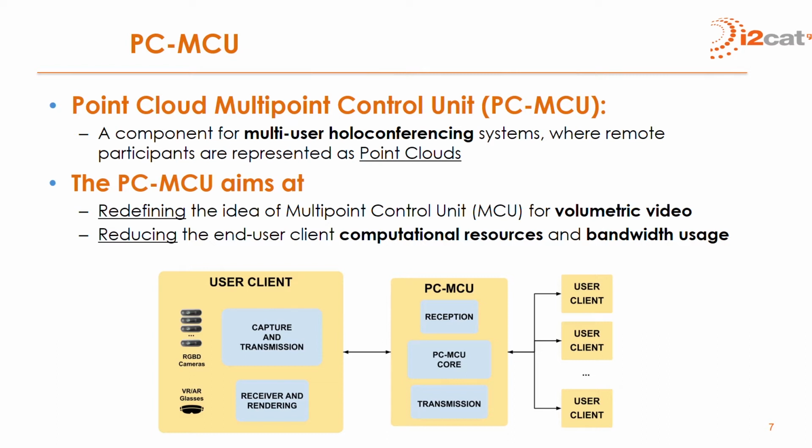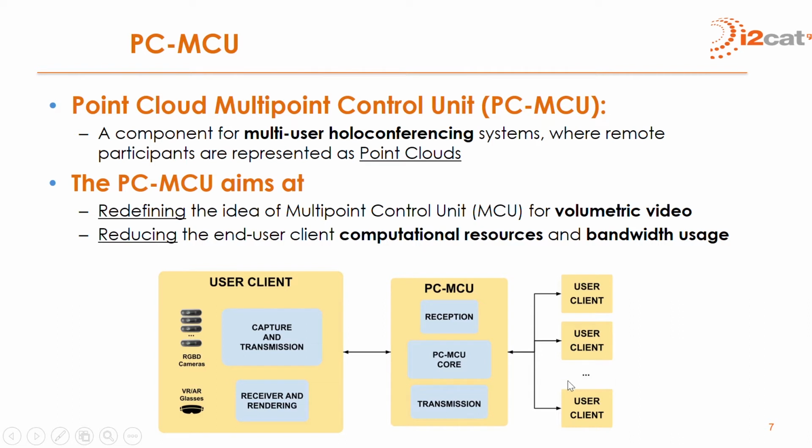This is a high-level overview of how the point cloud MCU works and where it's going to be placed. We are in a scenario where each user client has a capturing and transmission system. The capturing system, of course, needs to be at least one RGBD camera. Obviously, there are setups with more cameras and more accuracy. And also a receiving and rendering module, where the rendering is provided to a VR or AR device, an HMD, augmented reality glasses, or anything that is able to reproduce the volumetric video.